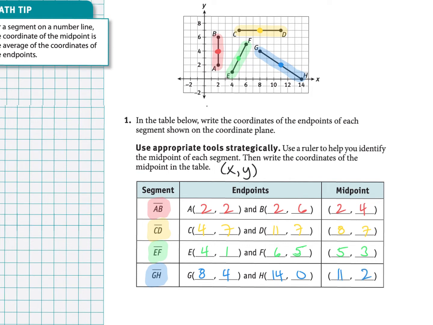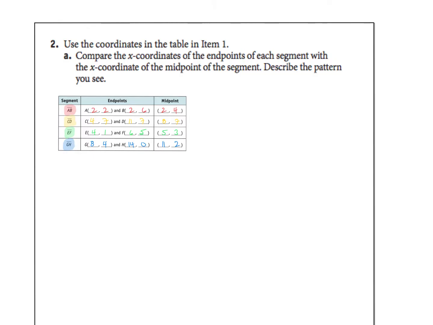So what if we don't always have a graph for this? We're not able to plot any of these points. What do we have to do? Well, maybe let's look at a pattern to see if we notice anything about these midpoints in regards to their endpoints. Looking at question number 2, what I did was I copied the table from question number 1 over so I could look at and compare the x coordinates.